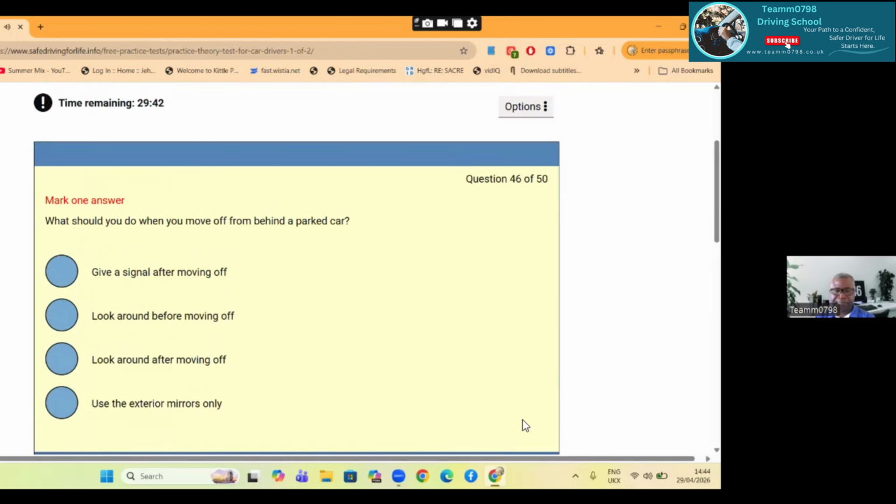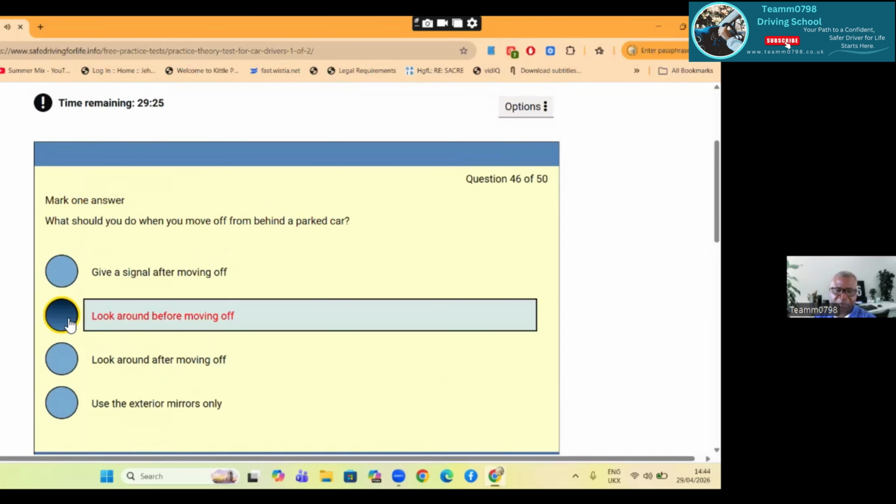Mark one answer. What should you do when you move off from behind a parked car? You want to look around before you move off. You don't move off and then look around. Look around before, not after. There's no point, you would have crashed into someone already. So always look around. Give a signal after moving off? That's also not good. Use the exterior mirror? The only sensible answer is look around before you move off.